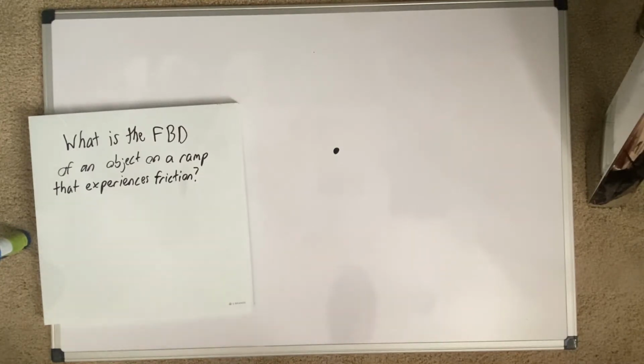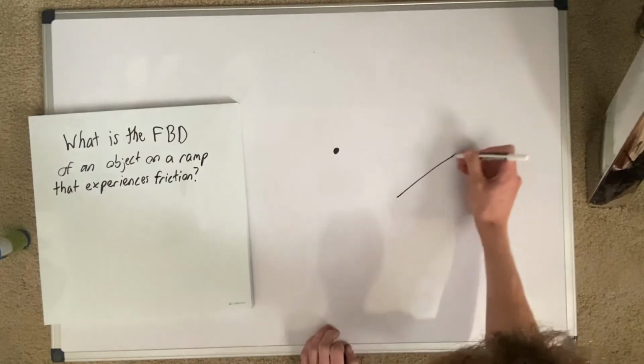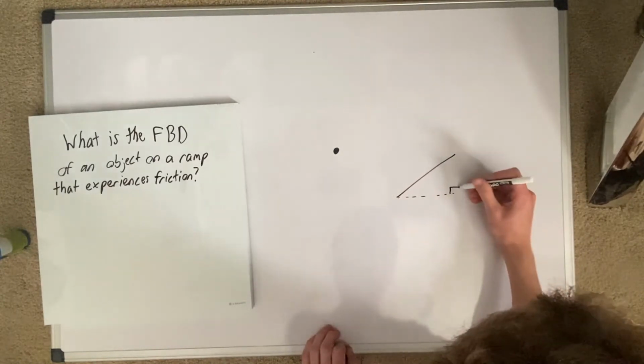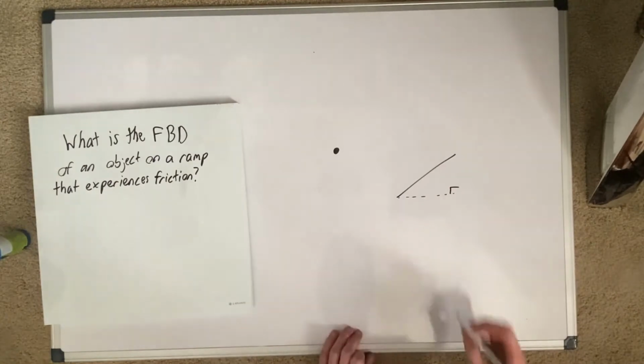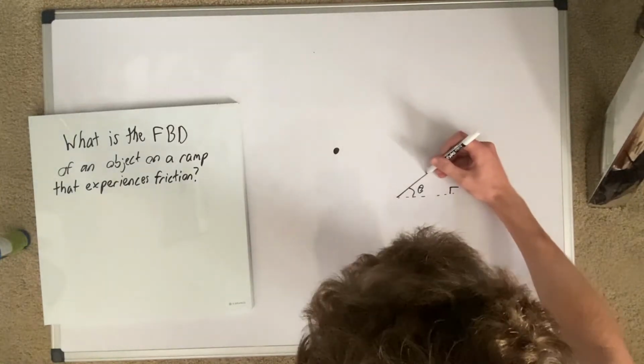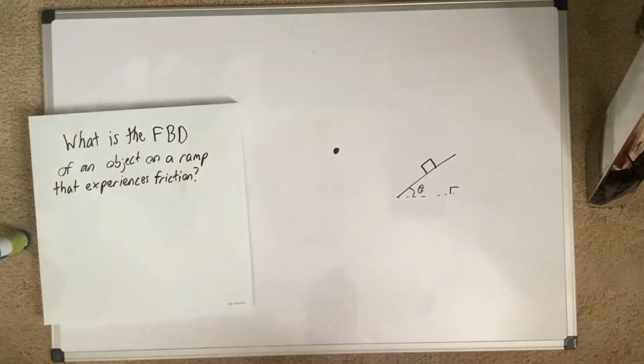If we were to draw a picture of what this looks like, we're going to see a ramp. We're going to see that this is equal to level ground, and that we have an angle of said ramp, and I'm going to represent that with theta. We also have our object, which we're going to say is a box. And now that we have that going for us, we know how this is going to work.